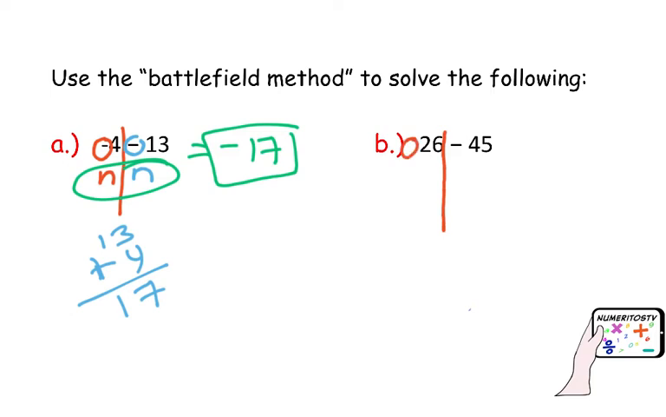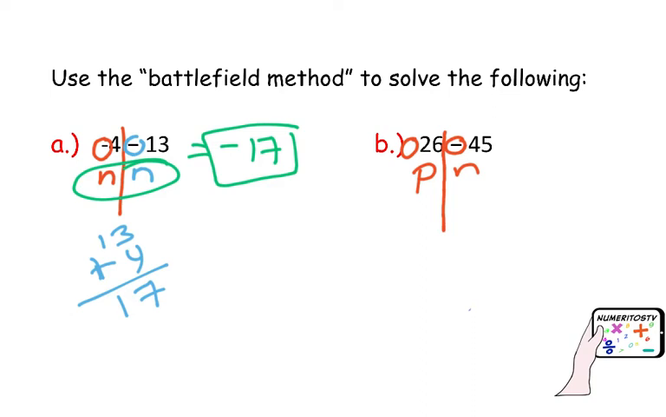Check the sign in front of 26. There's no sign or symbol, so those are considered positive. Check the sign on the other side of the line. The sign in front of 45 is this minus, but that minus now belongs to 45. That's why it's on the other side of the line. So those 45 are considered negative because of that minus.